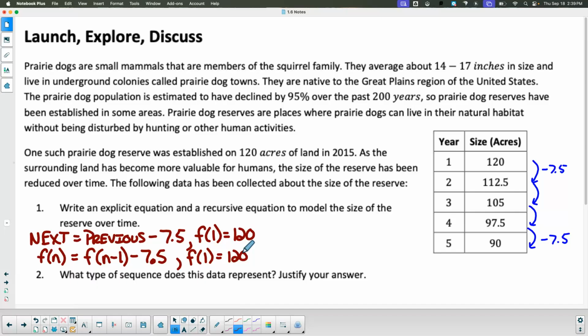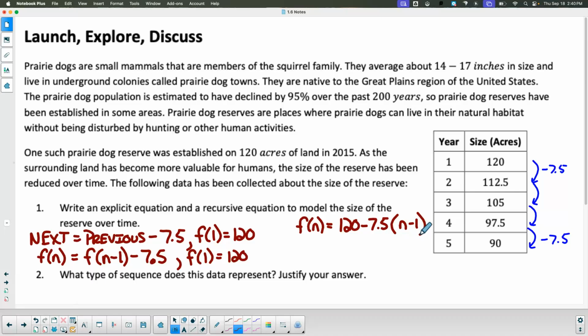Okay. So, f of n equals 120 plus, minus 7.5, and then in parentheses n minus 1. Does everybody like that one? Yeah, I like that one too. Okay. Can somebody else quickly come up with a second one? Same thing, second one. Go ahead. f of n equals 105 minus 7.5, and then in parentheses n minus 3. Yep, was that the one you were going to use?